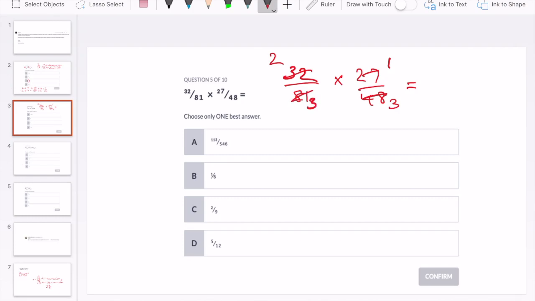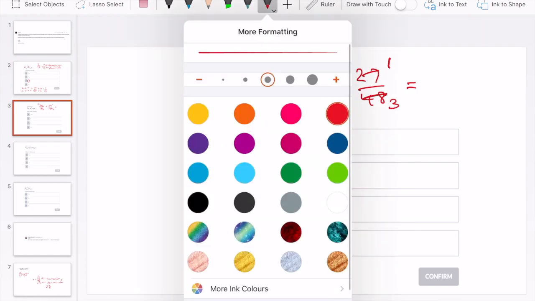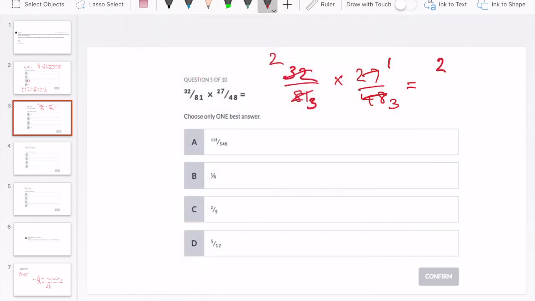And 27 goes into 81 3 times. So then we've got new numerators and new denominators, and we just multiply the numerators and the denominators. We would do 2 times 1, which is 2, over 3 times 3, which is 9. So the answer here is 2 over 9, and that gives us the answer of C.